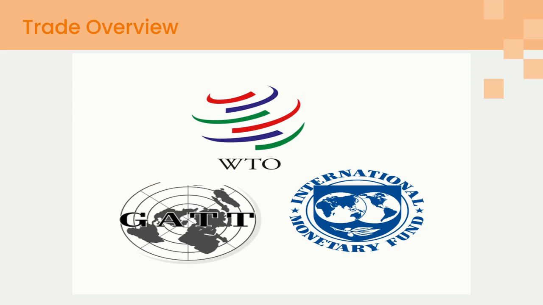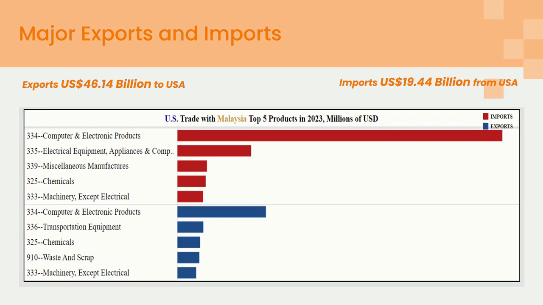So, Malaysia is aligned with groups like the World Trade Organization, GATT, and the International Monetary Fund. These organizations are there to help Malaysia whenever they face difficulty in their economic growth and in other sectors. Next, we have the major imports and exports.